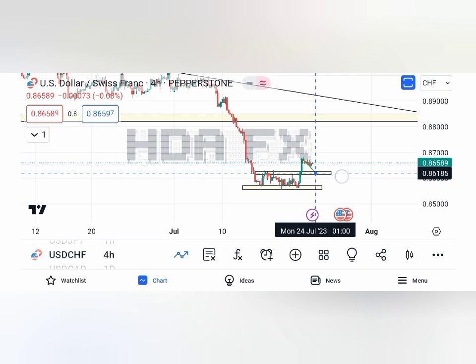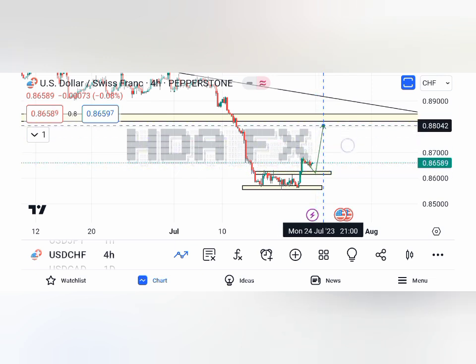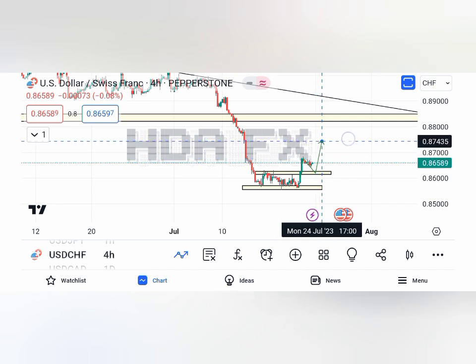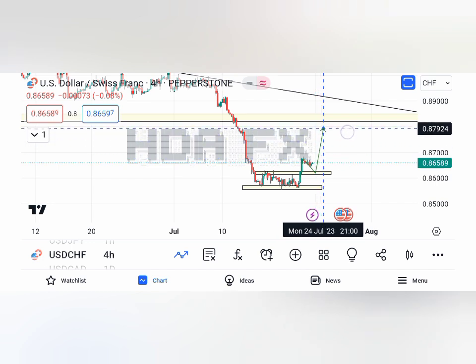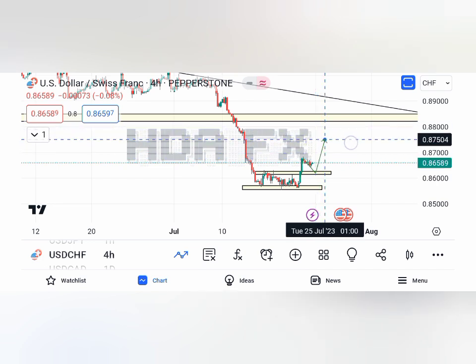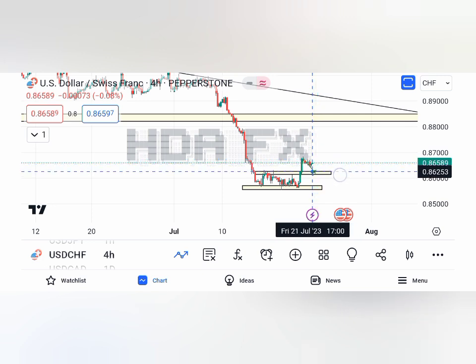Then look for buying confirming candles, then place my buy trade and see price going upward. So this coming week, I want to see upward movement on USDCHF. I want to see price drop to this point first before I place my buy trade. So this is my analysis on USDCHF.